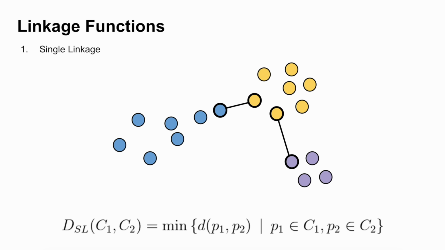Single linkage is defined by the closest pair of points between 2 clusters. It creates clusters where points are close to their neighbors, creating a chain of close points. Under this criteria, we would merge blue and yellow as they more naturally chained together.